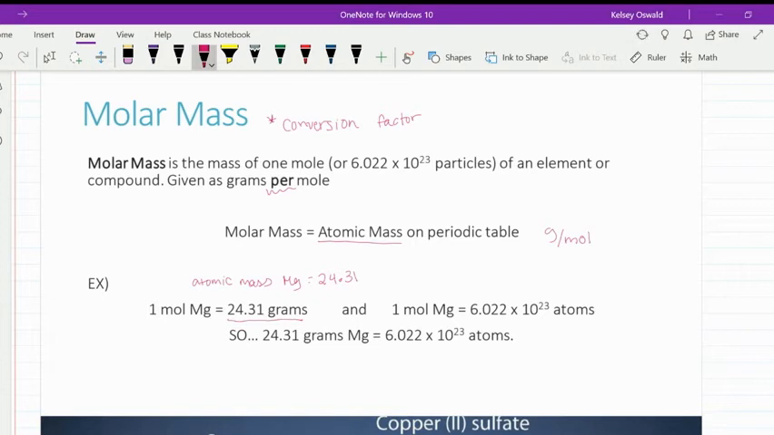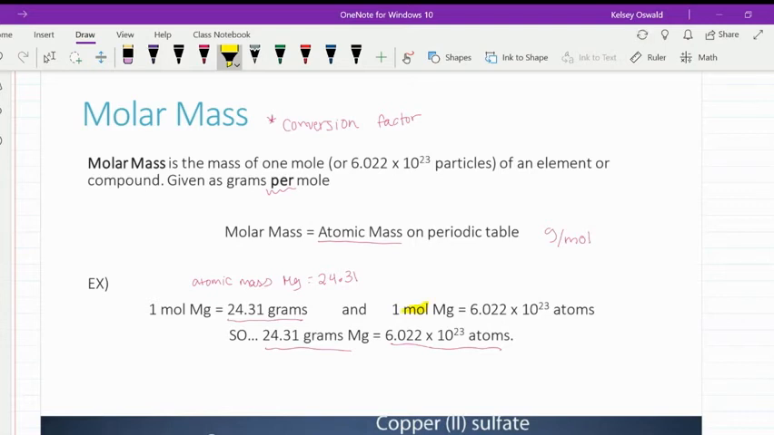And we know 1 mole is 6.022 times 10 to the 23rd atoms. So that means if we have 24 grams of magnesium in front of us, we have 6.022 times 10 to the 23rd atoms in that substance. So that is a lot of atoms within a relatively small sample of magnesium. This is why the unit of the mole is so handy, okay?